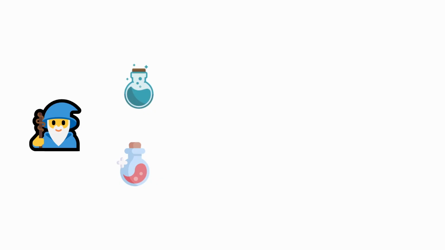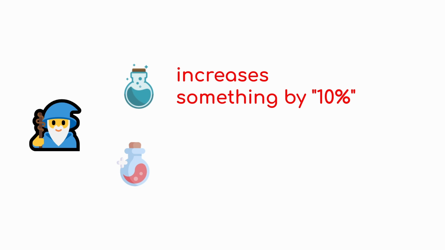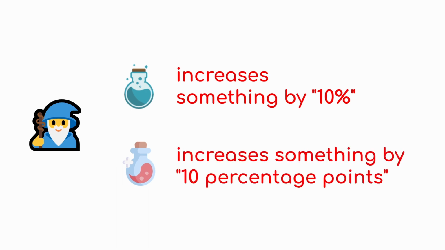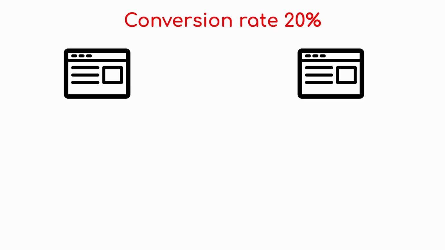So for the next trick, most people confuse the two terms, so this is something we can take advantage of. Let me tell you a story. Let's say you are a wizard in training at the Academy of Evil Data. One day, your potion professor gives the class 2 magical potions. Blue potion, this one increases something by 10%. Red potion, this one increases something by 10 percentage points. Since you are a curious wizard to be, you decide to test them out on your 2 websites. Right now, both websites have an ad conversion rate of 20%. The first website gets the blue potion. The second website gets the red potion.